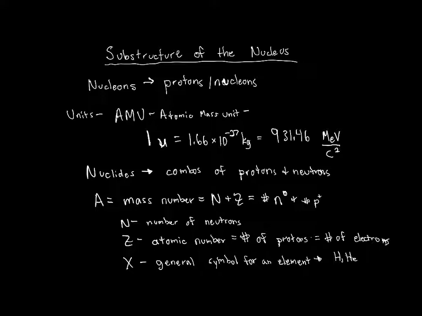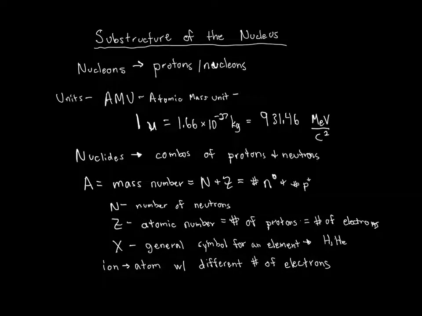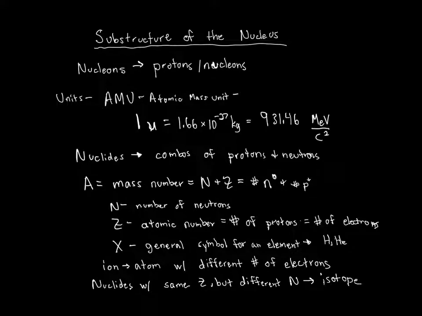If I start changing this, if I have an atom that has an unusual number of electrons, we call that an ion. And then the last little bit to know about the substructure of the nucleus is that if I have nuclides with the same Z, so the same atomic number, but different N, so different number of neutrons, I've created something called an isotope. This is some terminology that helps us to keep things straight when discussing the substructure of the nucleus.